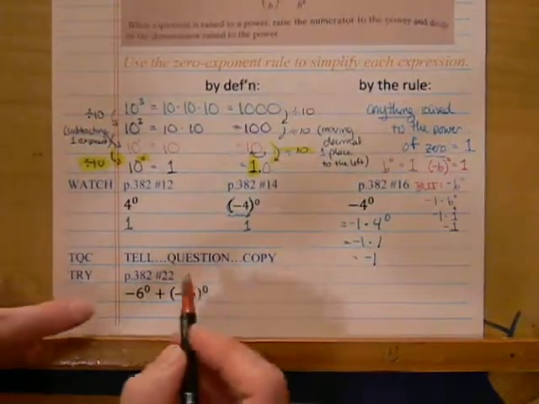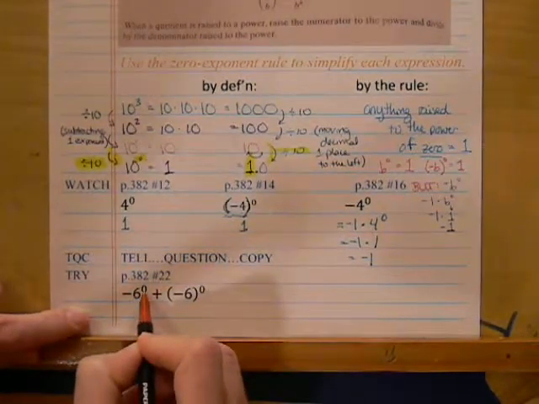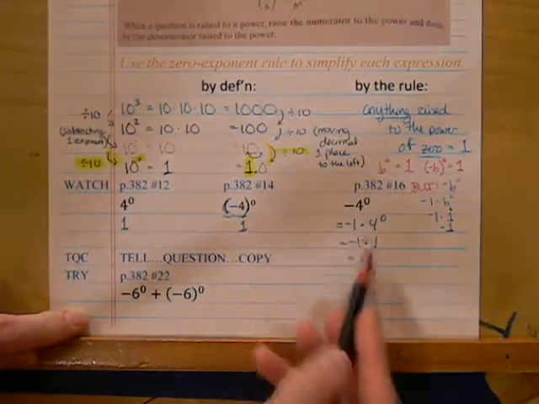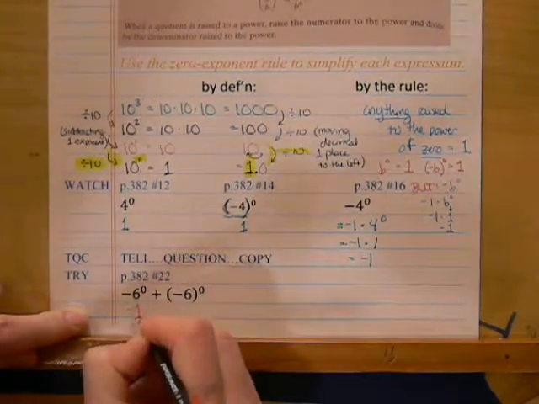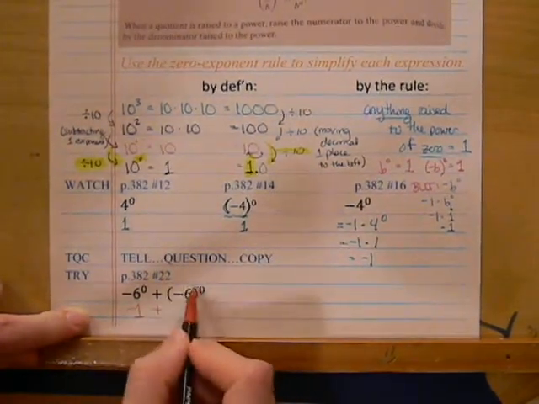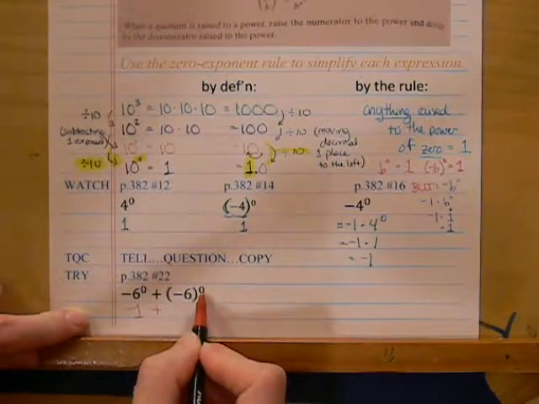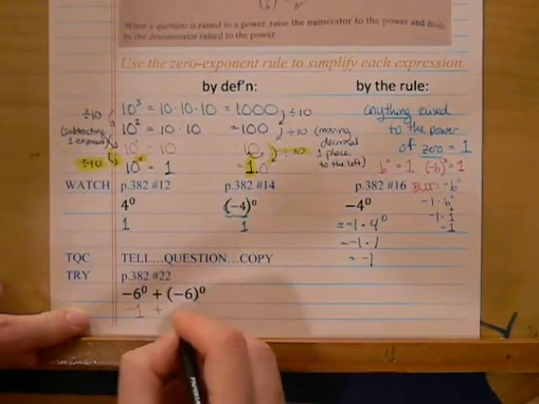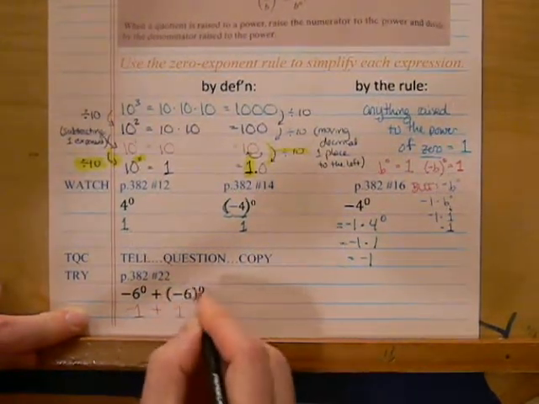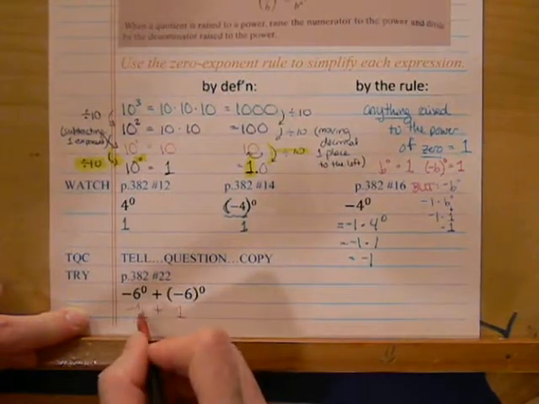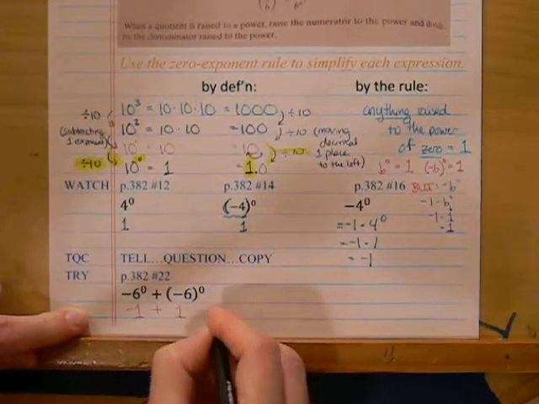So for number 22, you have a negative 6 to the 0, no parentheses. That's going to turn out to be a negative 1. Plus, you have a negative 6 inside parentheses raised to the 0. That's going to turn out to be a positive 1 because anything raised to the 0 just becomes 1. And negative 1 plus 1 equals 0.